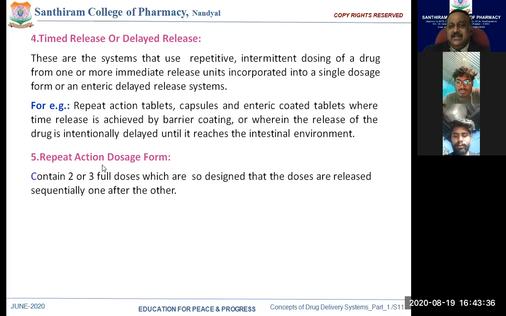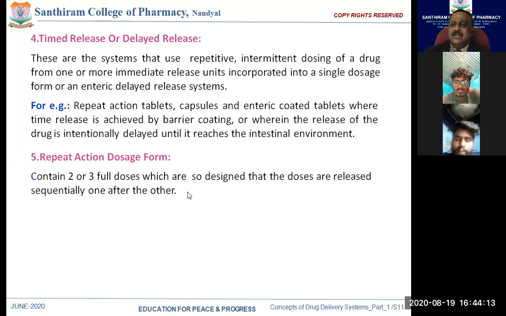So now you may ask me, what is the difference between number 5 and number 4? These two are more or less the same. In the fourth type, time released, the time has been controlled, and they are intended to release in the intestinal environment. Whereas in this case, it is not intended for any particular site, or even the time is not fixed here. Right? They normally contain 2 to 3 full doses, which are so designed that the doses are released sequentially one after the other.